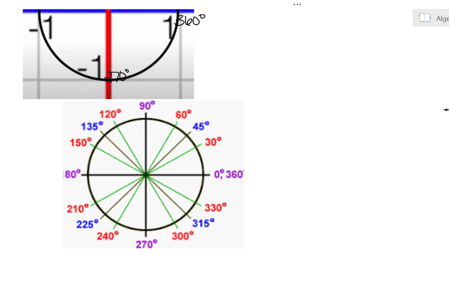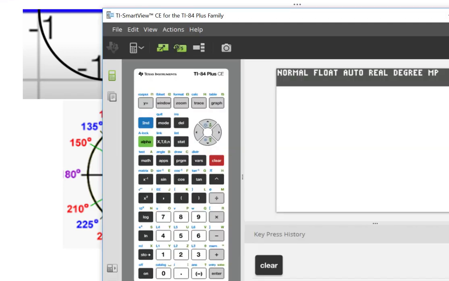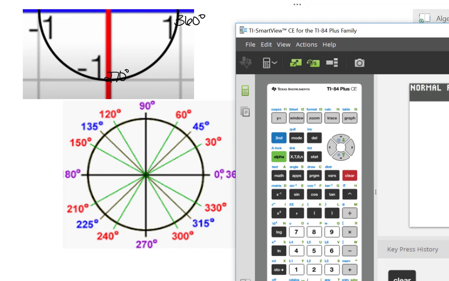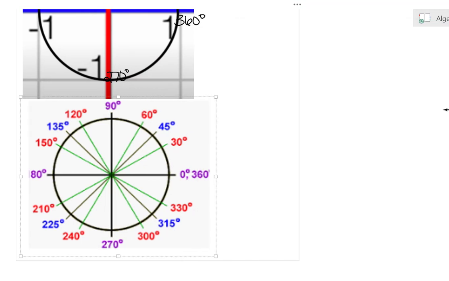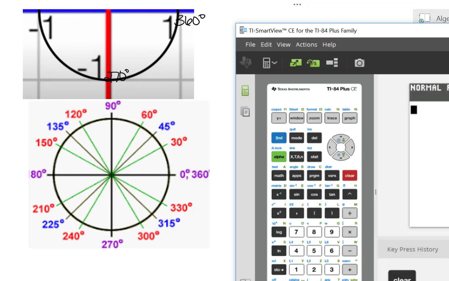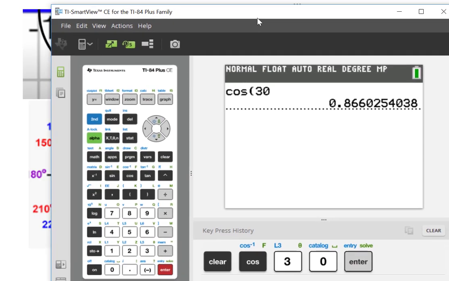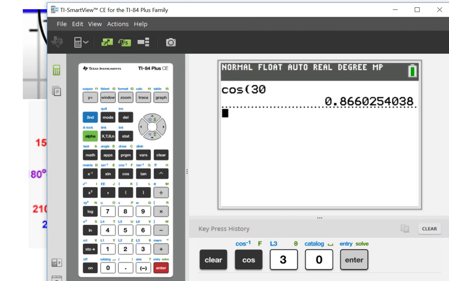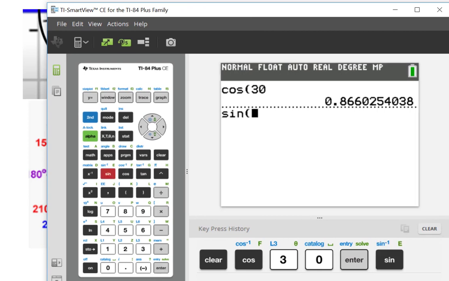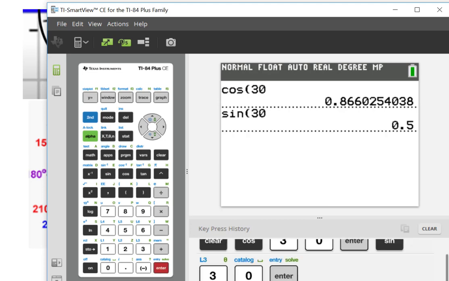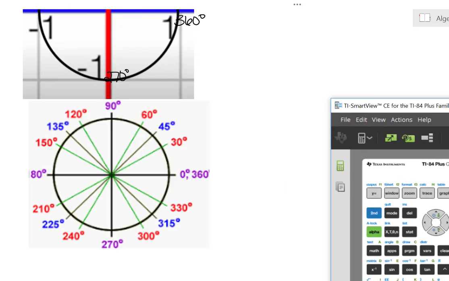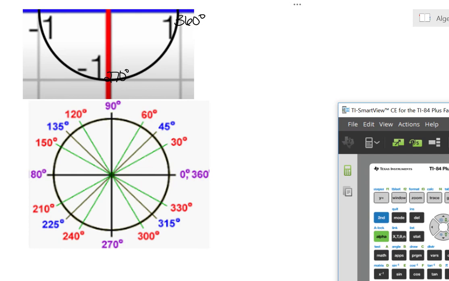Now how this starts all coming together is that what we can start doing, and why we use the unit circle, is to quickly find values of sine and cosine. I'm going to pull up my calculator really quick here. We know that cosine of 30 degrees, if I were to plug it in my calculator, I would get 0.866. If I do sine of 30 degrees, I get 0.5. Now, let's look at where that 30 degrees would lie on my circle.